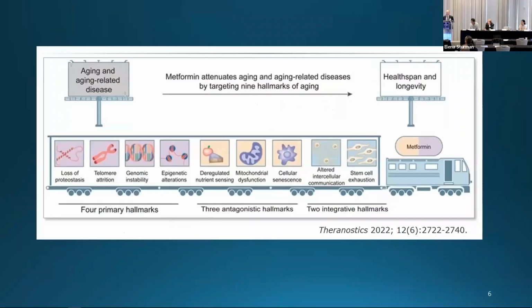There are a number of proposed mechanisms as to how metformin may be beneficial. The primary hallmarks include loss of proteostasis, telomere attrition, genomic instability, epigenetic alterations. There's dysregulated nutrient sensing, mitochondrial dysfunction, cellular senescence, altered intracellular communication, and stem cell exhaustion.